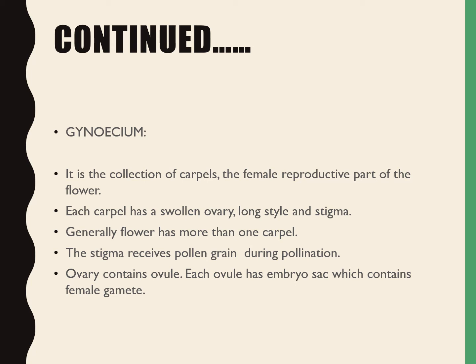Now, what is the function of the three parts? The stigma will receive the pollen grain. Through the style the pollen tube will go towards the ovule, and the ovary consists of ovules, and later on the ovary will be converted into the fruit. Generally a flower has more than one carpel. As I told you, the stigma receives the pollen grain during pollination, and the ovary contains the ovule, and each ovule has an embryo sac, and the embryo sac contains the female gamete, that is the egg.